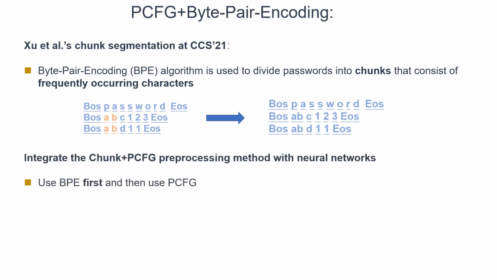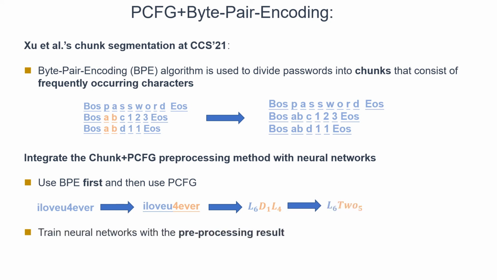BPE algorithm can also be integrated with PCFG. For instance, passwords are divided into different chunks by the BPE algorithm, and each chunk is converted to segment level by PCFG. It is also important to note that if there are multiple tags in a chunk, its final type needs to be converted to the number of segment tags plus the length subscript. The final result can also be used to train neural networks.